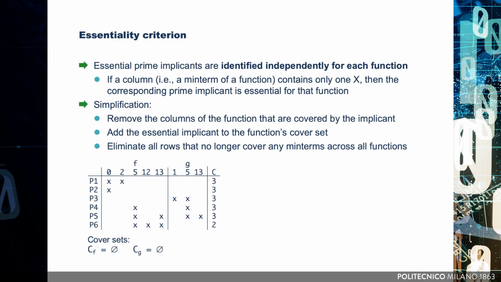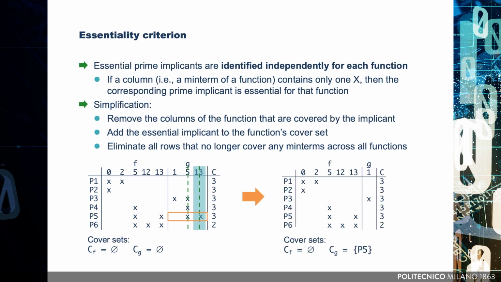Let's continue the example using the number of literals as the cost metric. P5 is essential for G, since it is the only implicant that covers minterm 13. We then remove all covered columns for function G. This gives us the updated table. In this case, there are no rows to remove. Finally, we add P5 to the cover set of G.